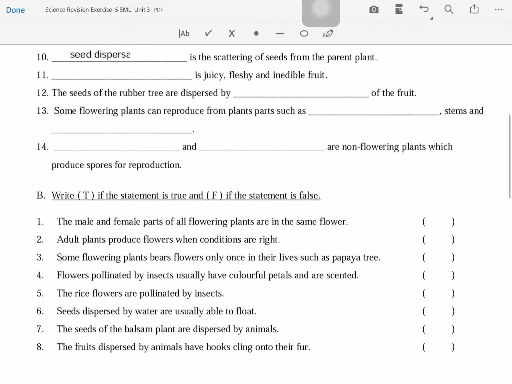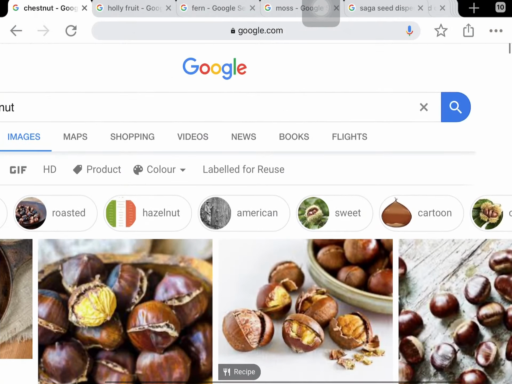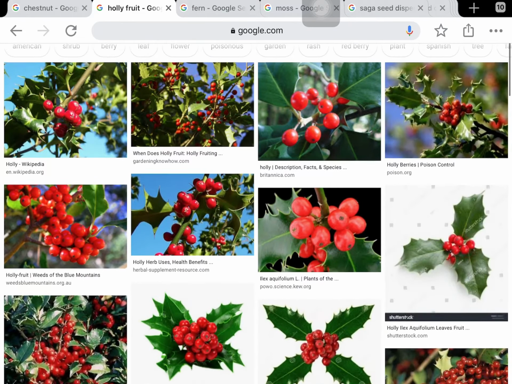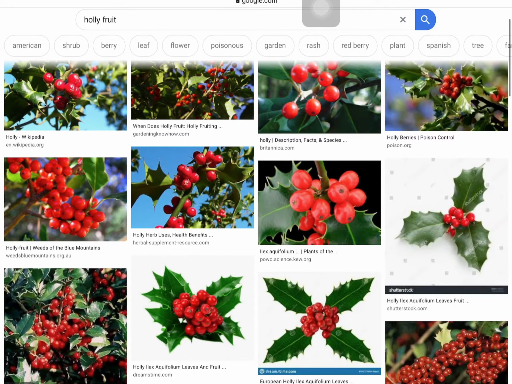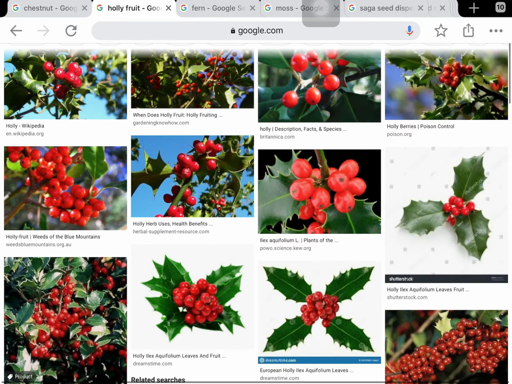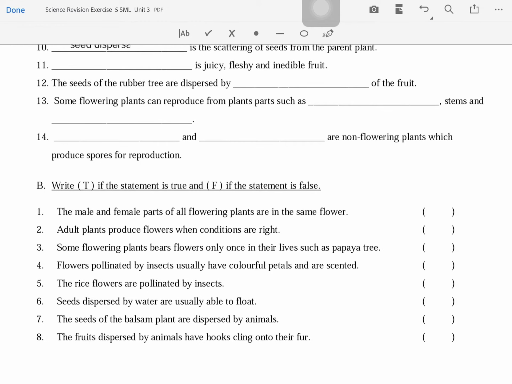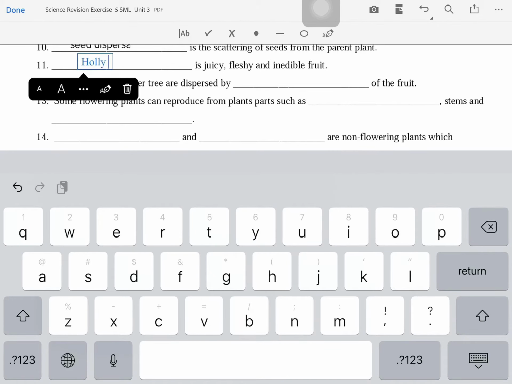Now moving on to question number 11. What fruit is juicy, fleshy, but inedible, meaning you cannot eat it? This fruit is a holly fruit. Holly fruit looks like this. The fruit is red in color. It's fleshy, you can see here. It's juicy, but you cannot eat it. So we call it a holly fruit.